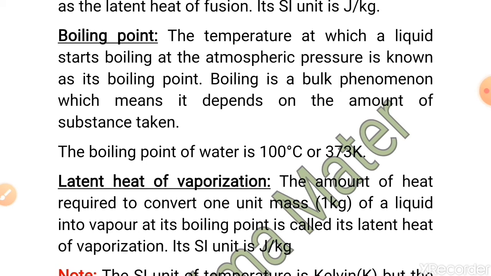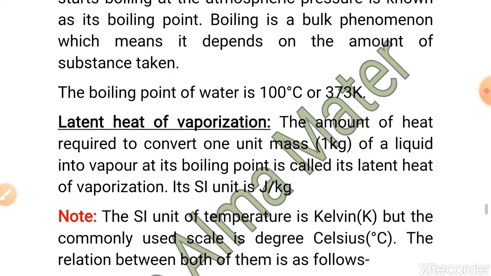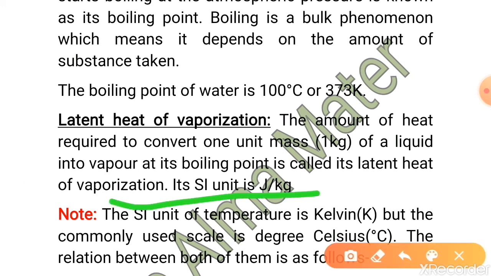Students, there are 3 scales for measuring temperature. First, Celsius, second, Fahrenheit and third, Kelvin. Celsius is the common unit which we use here, but Kelvin is the SI unit of temperature. Now, the next topic is latent heat of vaporization. The amount of heat required to convert 1 unit mass or say 1 kg of liquid into vapor at its boiling point is called its latent heat of vaporization, and it also has SI unit joule per kg.